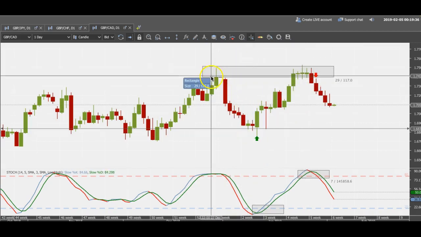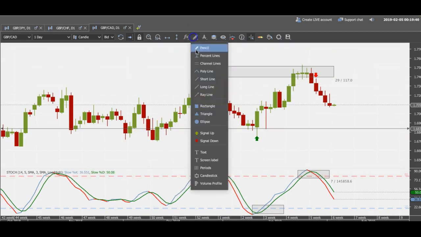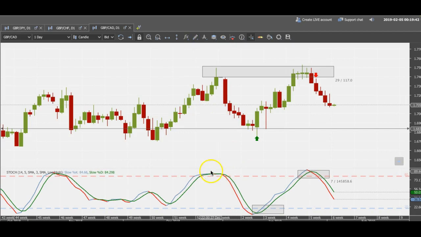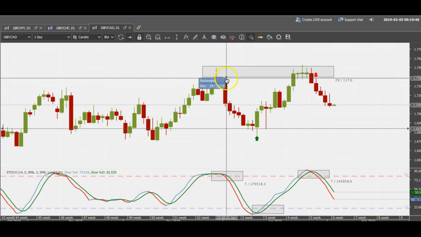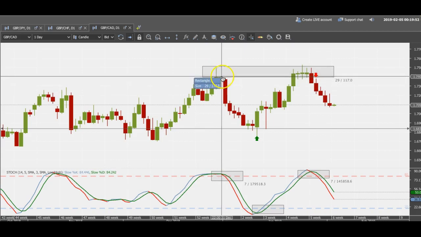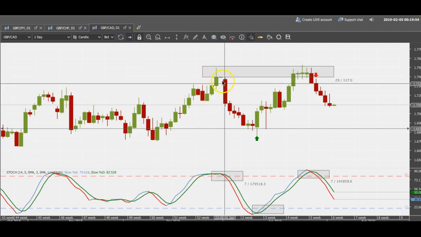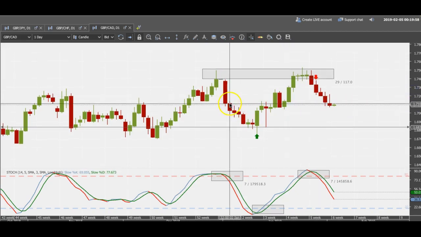Here's another one. Market rallied for 2 weeks. Stochastics again is overbought. Stochastics is at 80. And then we have a bearish candle after a rally. It just turned around. So this three candle combination, not exactly an evening star, but close enough. And then the market just sold off for about 280 pips.